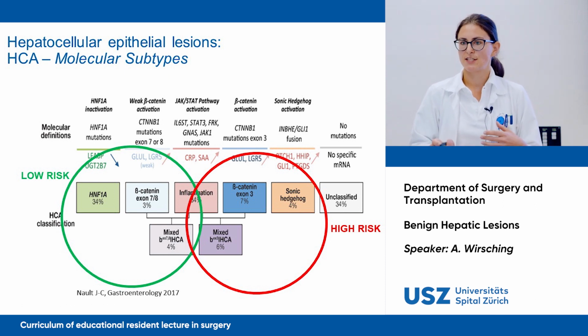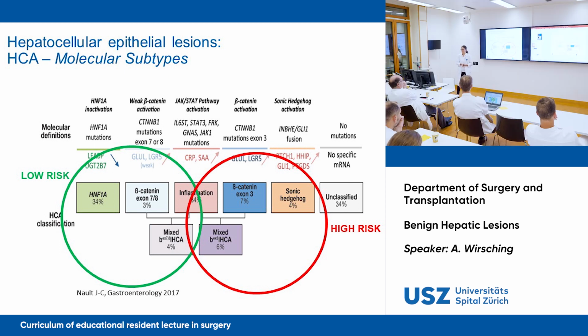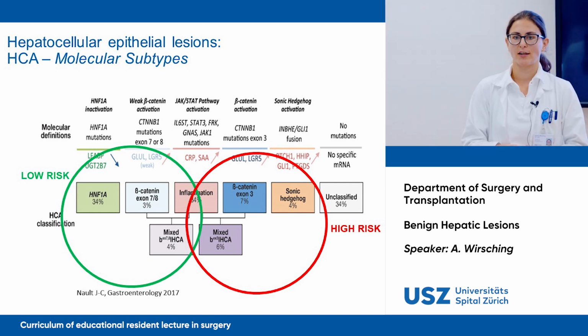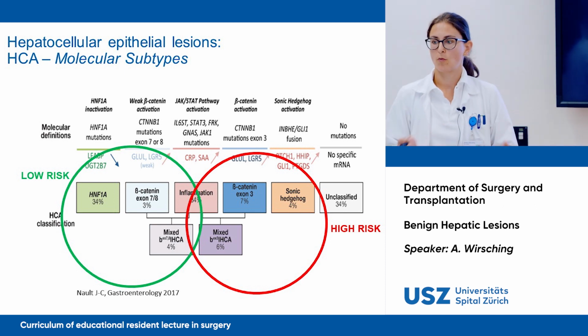And they distinguish now 8 different subtypes of hepatocellular adenoma. And they showed, for example, that the mutation in exon 3 of the beta-catenin gene is associated with more complications, with more malignant transformation. And for example, the exon 7 and 8 mutation of the beta-catenin gene is rather associated with a more benign outcome. And again, they showed that the hepatocyte nuclear factor 1 alpha inactivating mutation leads to the steatotic subtype, which has quite a good outcome and is seldom malignant, if not never.